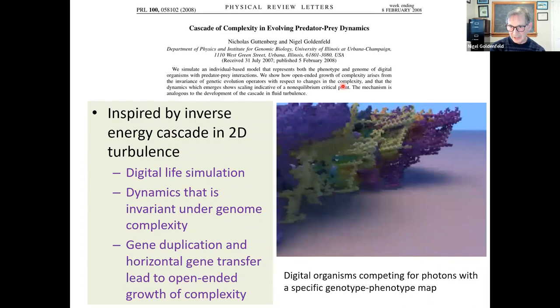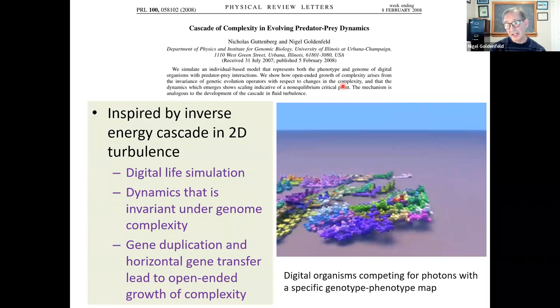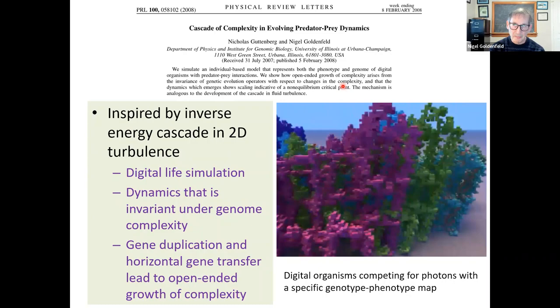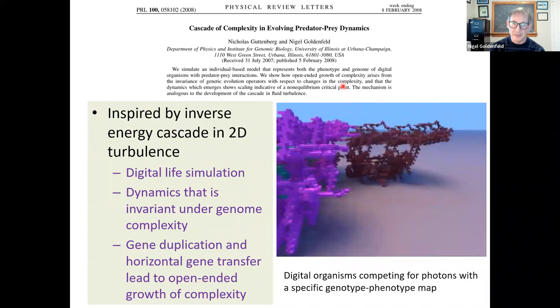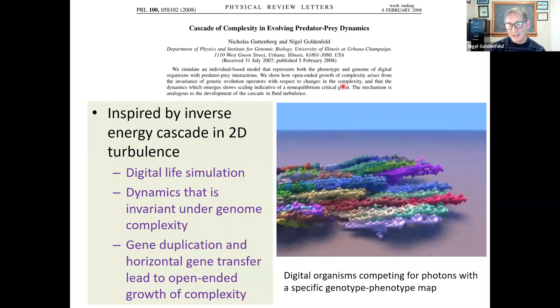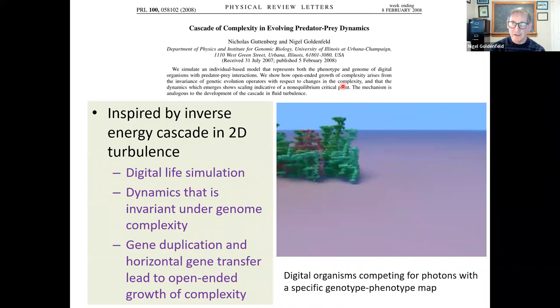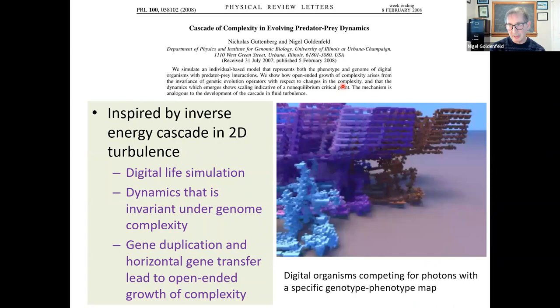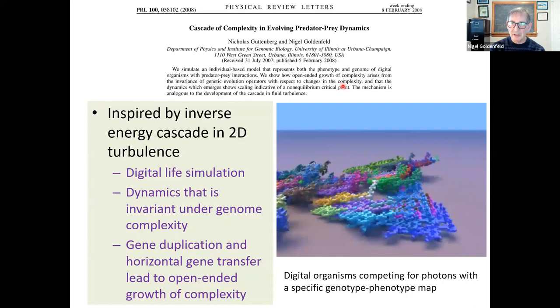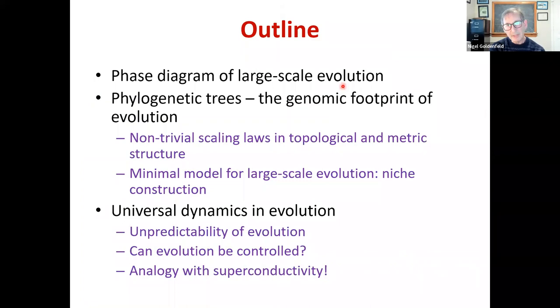Briefly speaking, what you're looking at here is the growth of a tree-like organism, digital organisms competing for photons with a specific genotype-phenotype map and a measure of complexity that is completely biologically not realistic, but nevertheless is well-defined and easy to measure. And one of the things that we were able to see from this sort of modeling is that evolution is a non-equilibrium critical point, and that the processes that give rise to open-ended growth of complexity are things like gene duplication and horizontal gene transfer, which I'll talk about, which enable novelty to be created. And by creating novelty, the system is essentially creating its own phase space as it goes. And because it's doing that, the dynamics is rather unusual and different from the sort of dynamics that we're used to in physics.